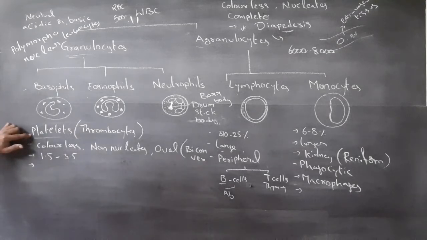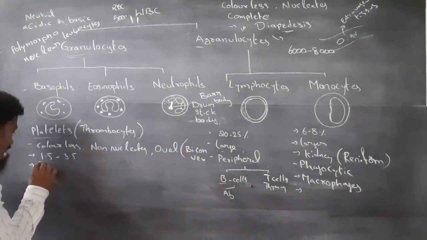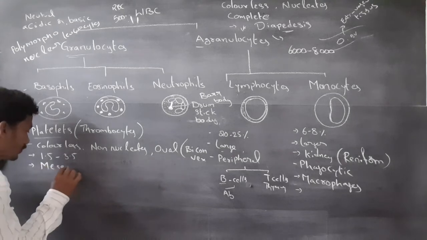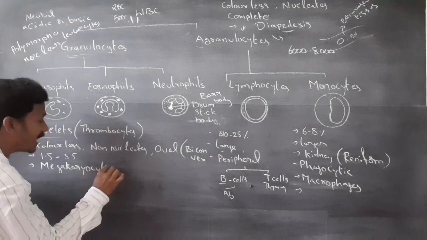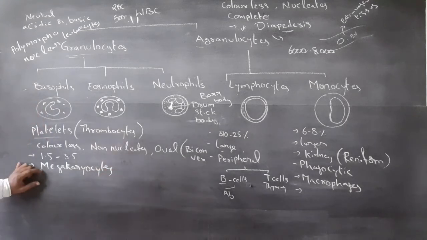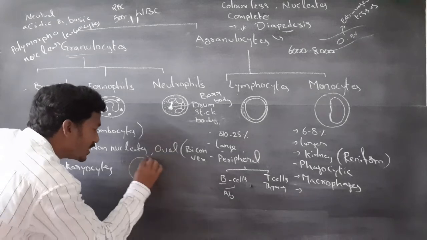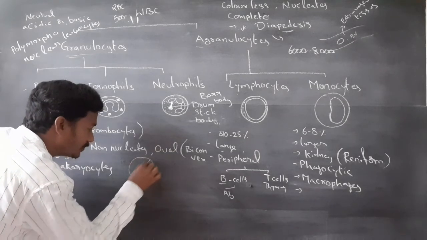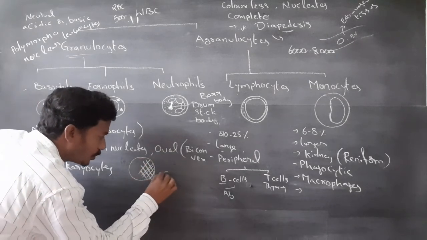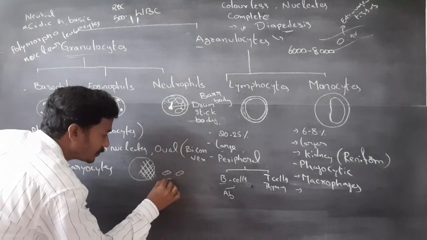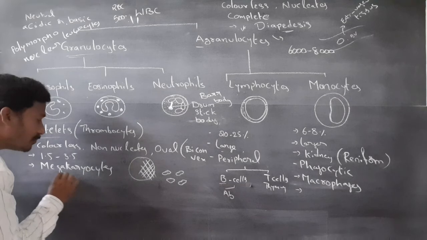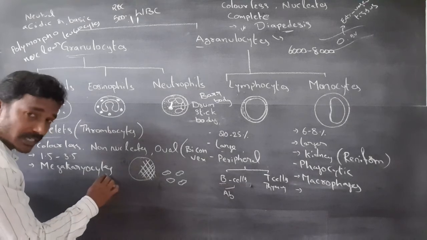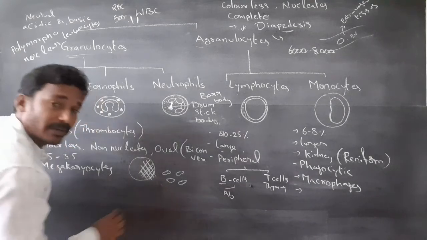Platelets are derived from megakaryocytes. These are special cells present in the bone marrow. Megakaryocytes fragment to produce platelets. Platelets are derived from megakaryocytes by the process of fragmentation.